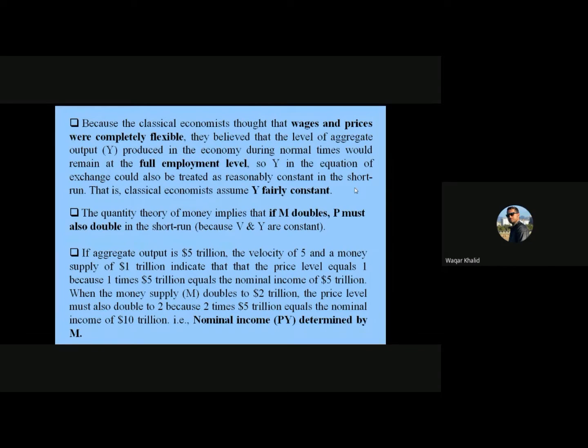Suppose aggregate output PY is equal to $5 trillion, V is equal to 5, and money supply is equal to $1 trillion. This indicates that the price level equals 1, because 1 times 5 trillion equals the nominal income of $5 trillion. Now suppose the money supply doubles to $2 trillion. The price level must also double to 2, because 2 times 5 is equal to the nominal income of 10. We can conclude that the nominal income PY is determined by the money supply.